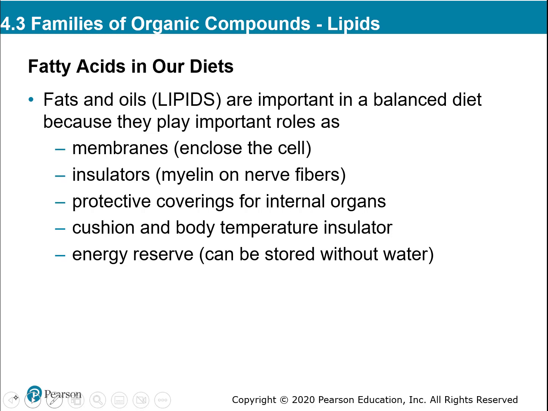They're also really important insulators. They produce myelin on nerve fibers. So tell me, what does myelin do for a nerve impulse? Yes, myelin's in the brain. Myelin actually coats nerve fibers, and it does what? Transmits what? Nerve impulses, faster or slower? Faster, okay? And so you have really fast nerve impulses if there's a lot of myelin.